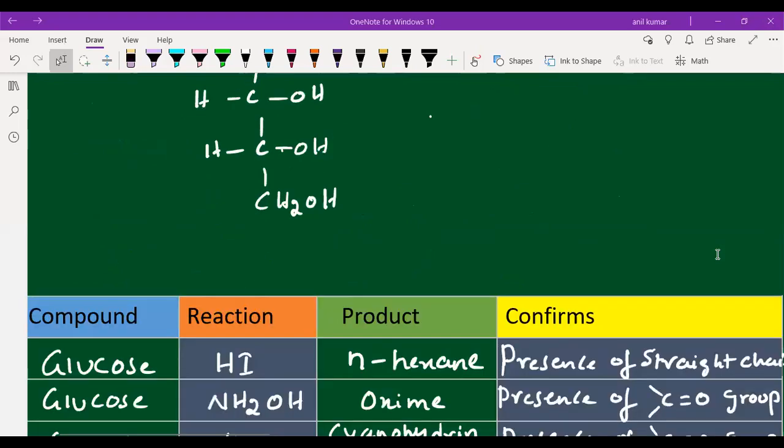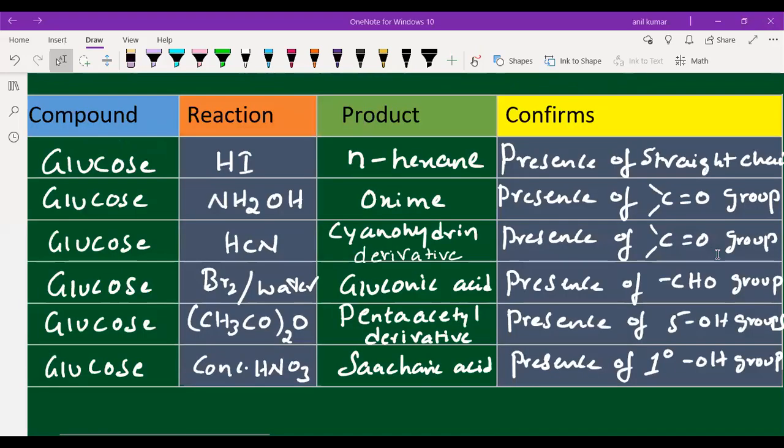This is a tabular column so that it will be very easy for you. I hope everybody is seeing the tabular column. This tabular column shows which compound glucose is reacting with, what the product is, and what we confirm by the reaction with that compound. In the first one, you can see glucose is reacting with hydrogen iodide.